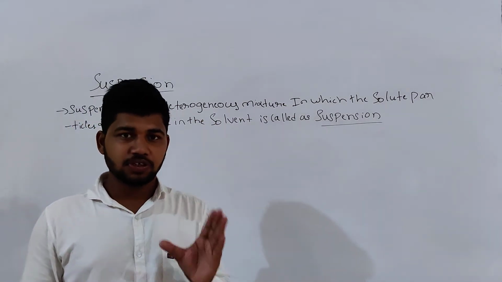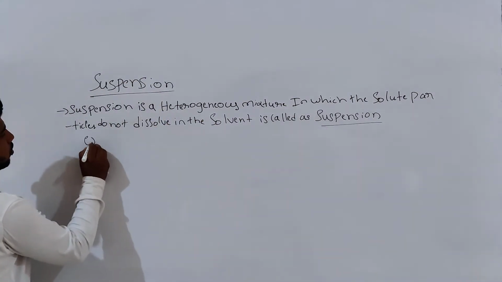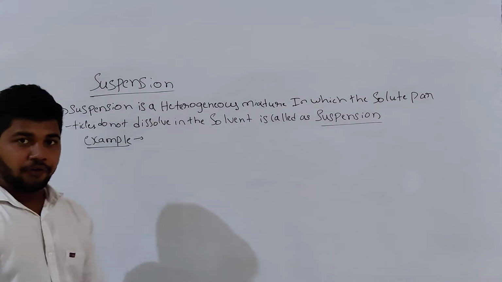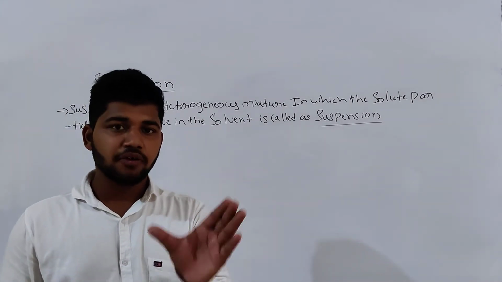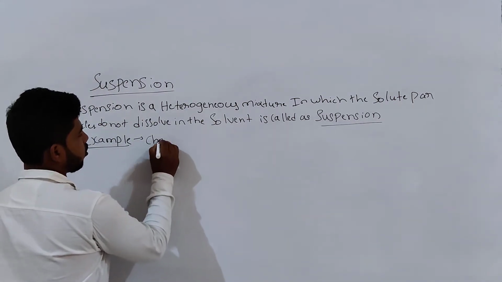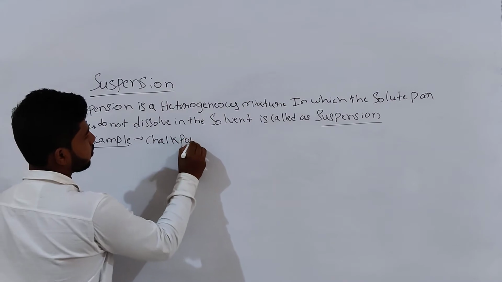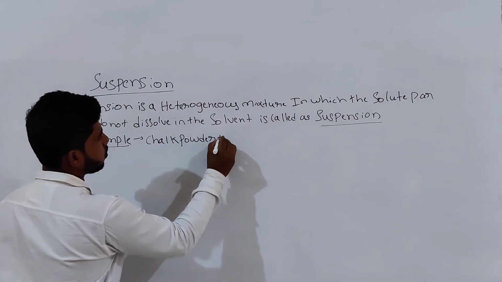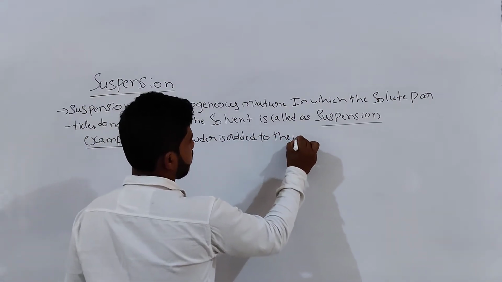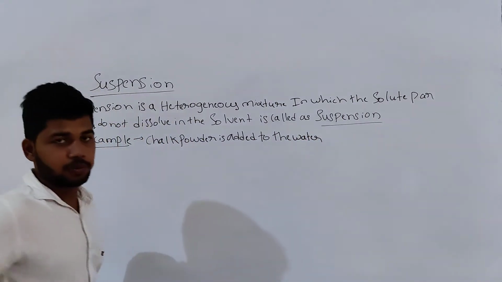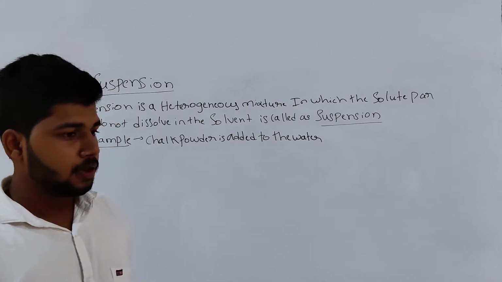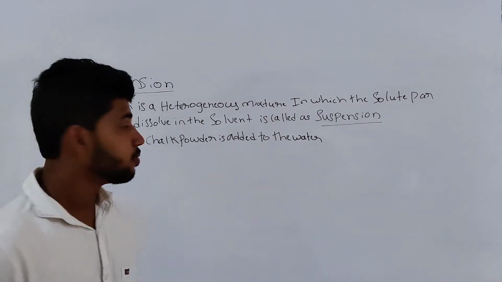What is an example of a suspension? When chalk powder is added to water, it forms a suspension. Now we can look at the properties of the suspension.